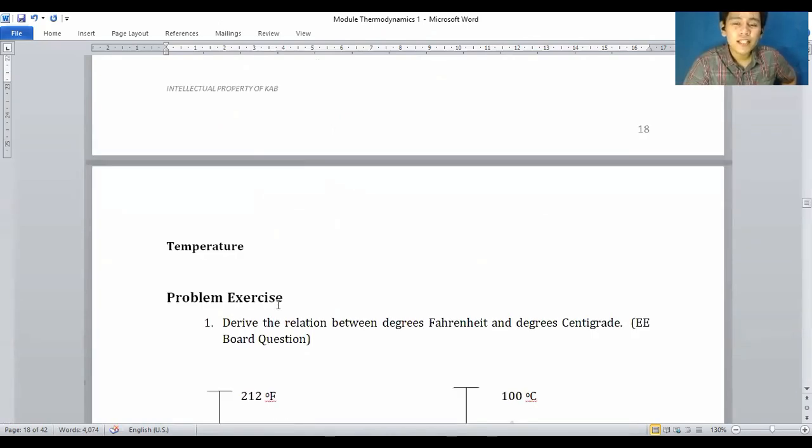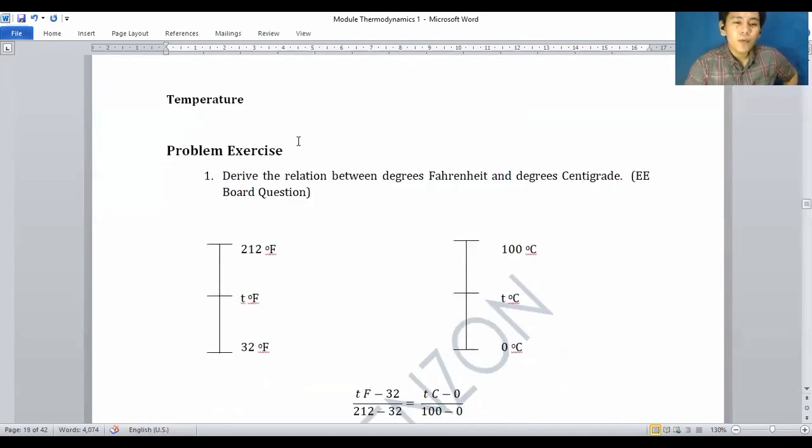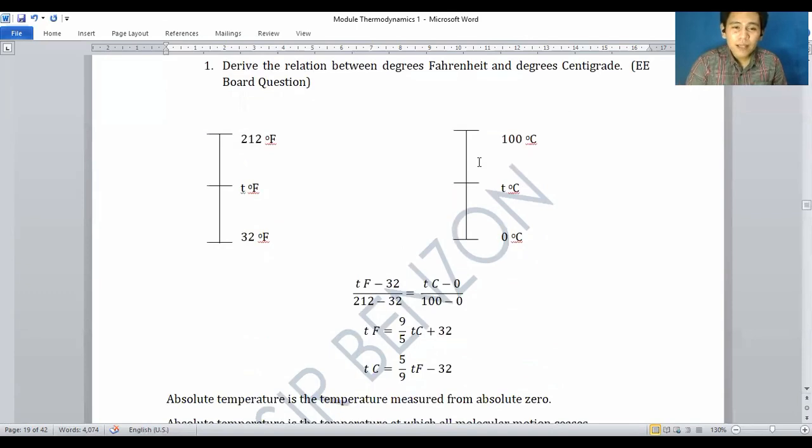So, we already finished discussing all problems pertaining to pressure. Therefore, we go now to temperature. We can discuss temperature by solving this exercise number 1. Number 1, derive the relation between degrees Fahrenheit and degrees centigrade.